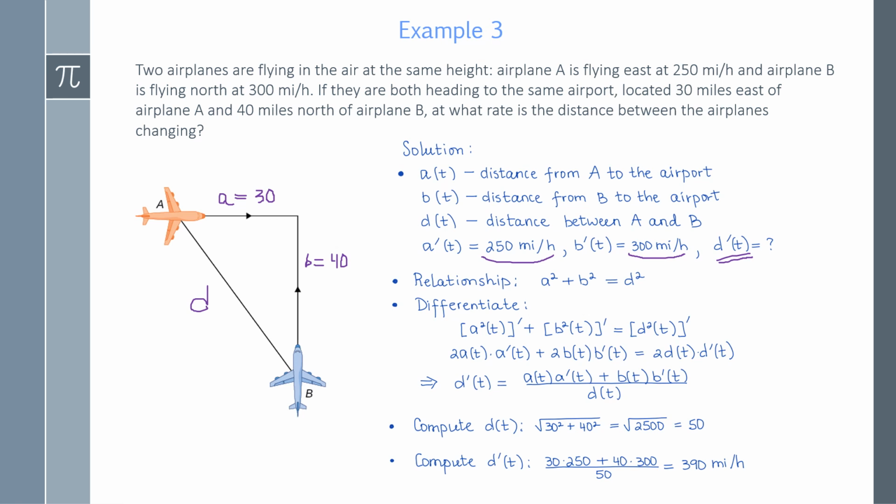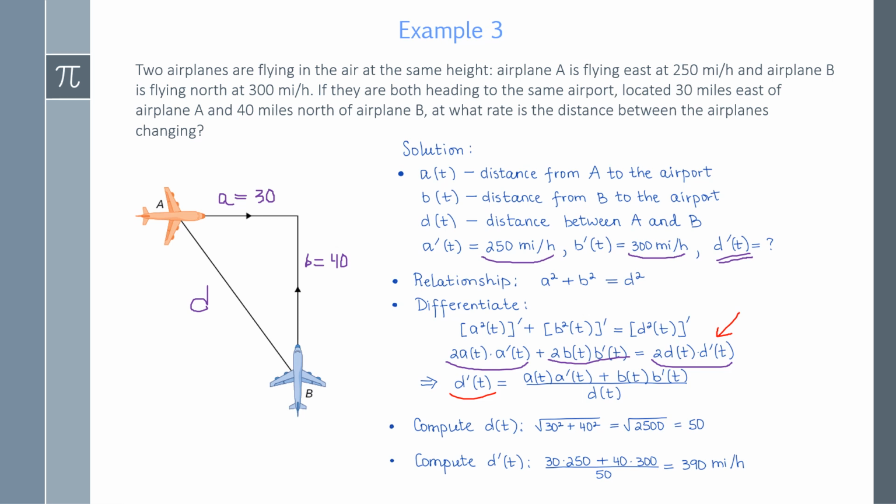So the next step is to differentiate each side of the equation. What we're doing here is applying the power rule and chain rule three times, right? Because we have the same square functions. So 2a(t) times a'(t) plus 2b(t) times b'(t) equals 2d(t) times d'(t). And let's remember that we are trying to find d'(t). So on the next step, I solve for d'(t).